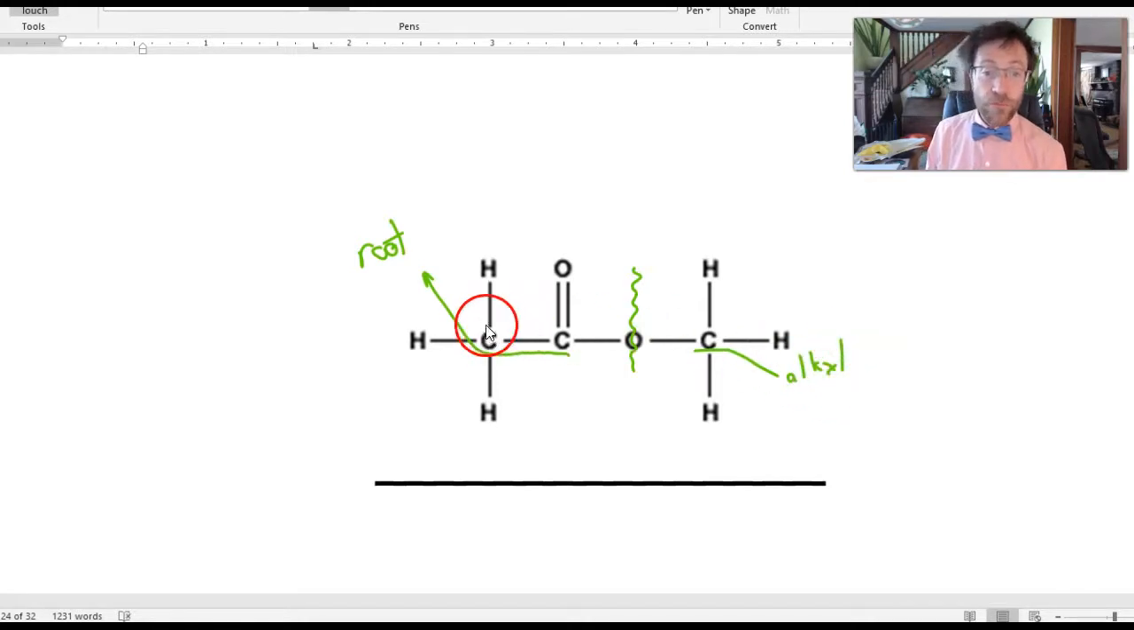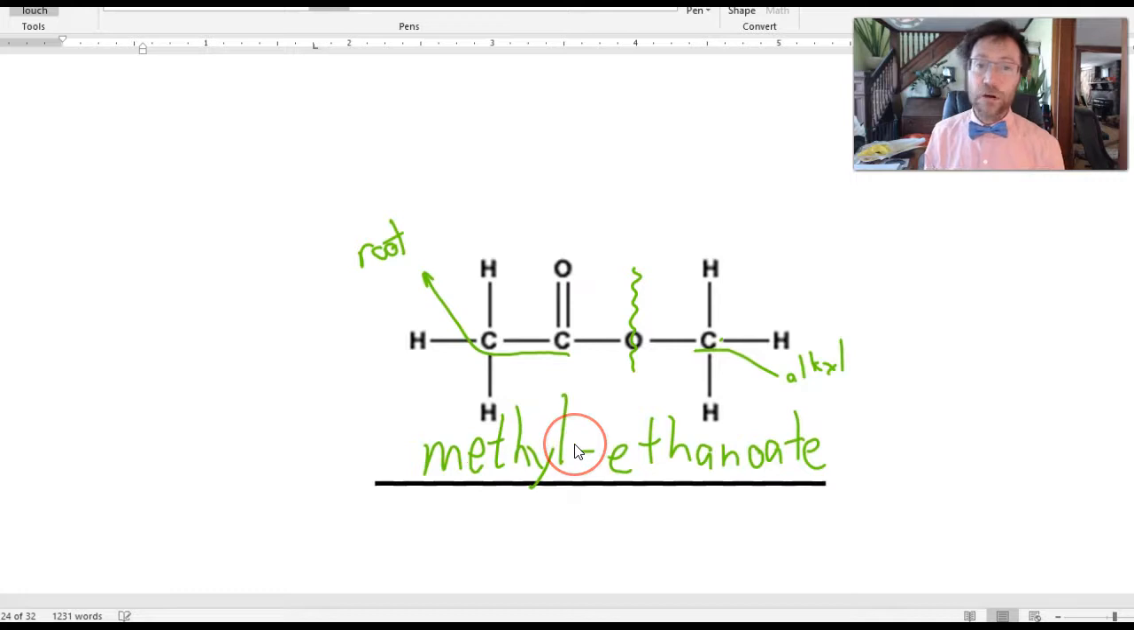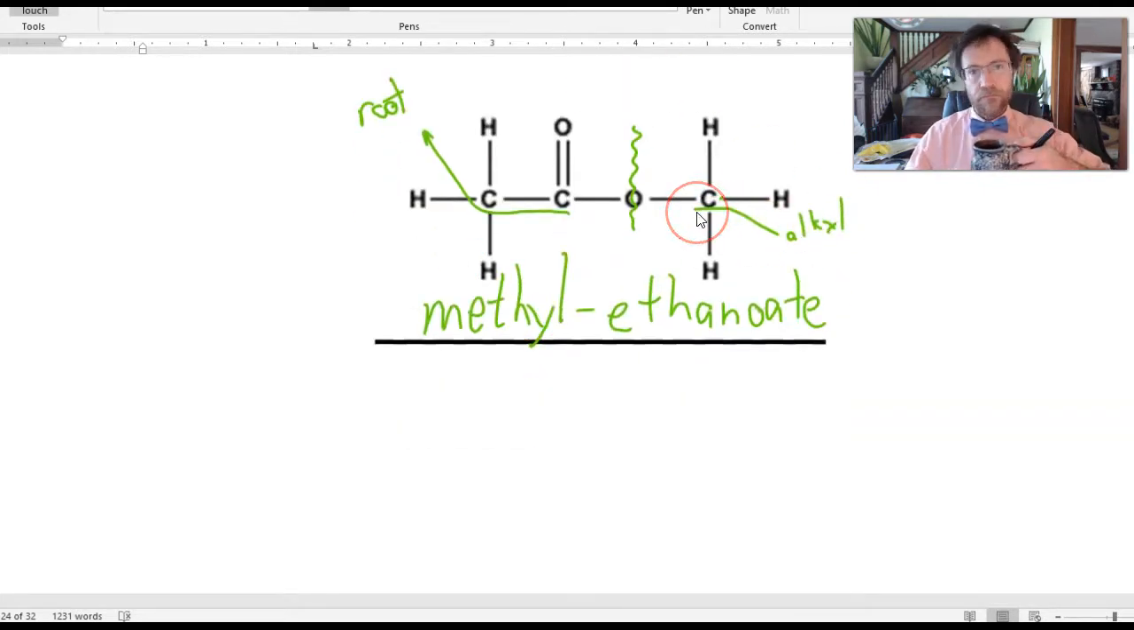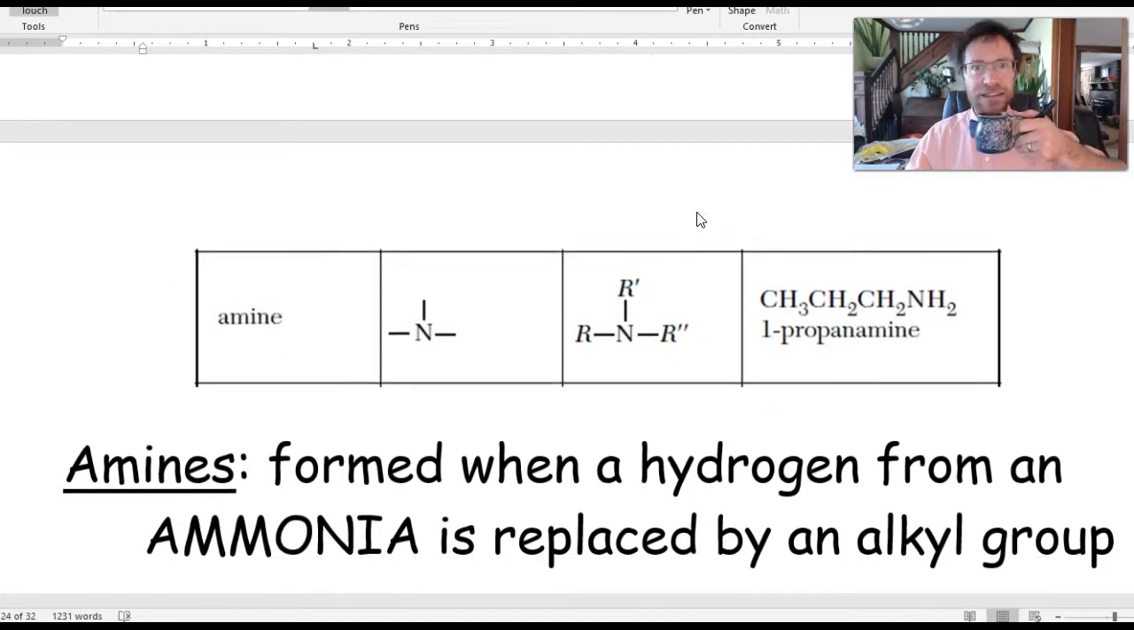So the root name, ethanoate, and this is going to be methyl ethanoate. Remember, the side with the double bonded oxygen comes from the acid, and this side comes from the alcohol. That's it. I think that's all you need to know about it. That is all you need to know about that one.